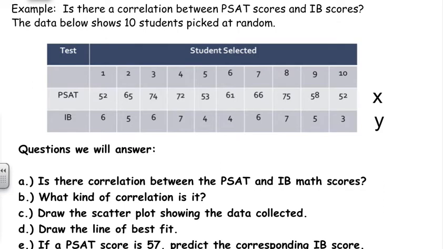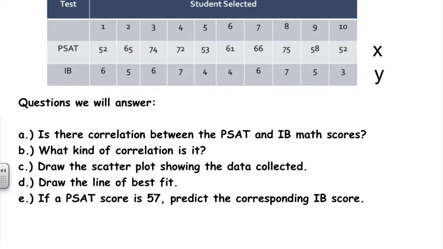Here are some questions that we want to ask. Is there a correlation between the PSAT and IB scores? What kind of correlation is it? We're going to draw a scatter plot showing those 10 points. We'll draw a line of best fit. And then we want to make a prediction. If you have a PSAT score of 57, what would be your corresponding IB score?